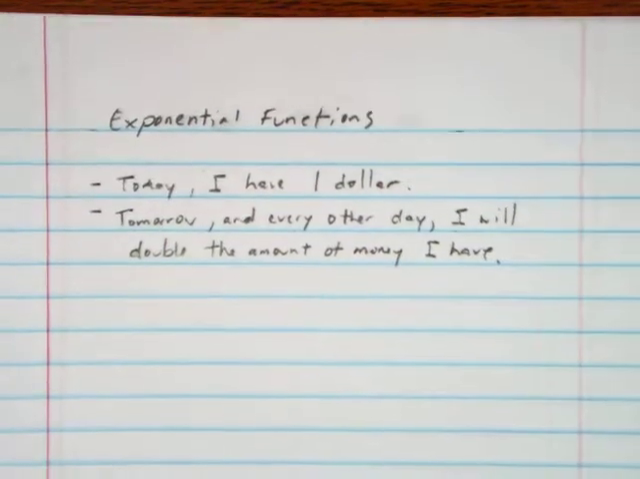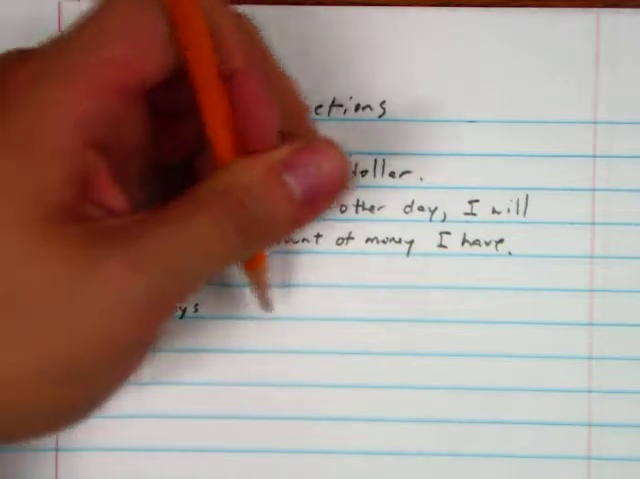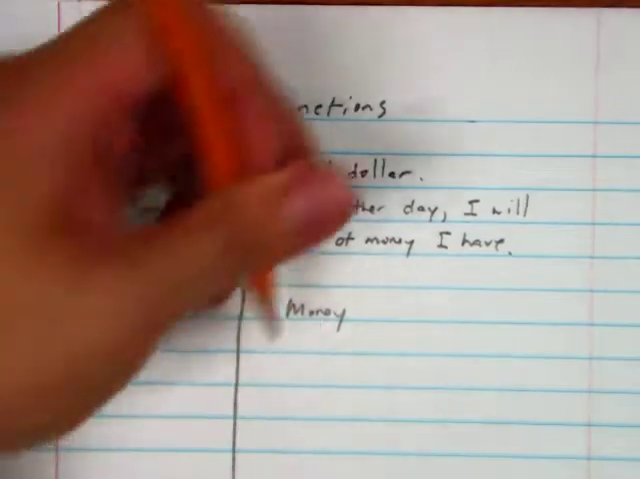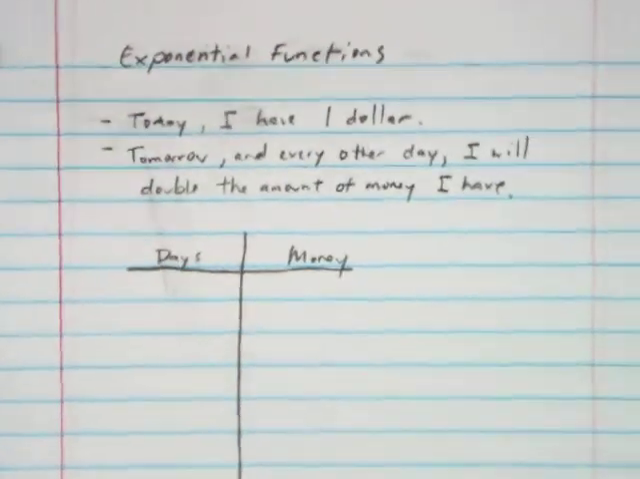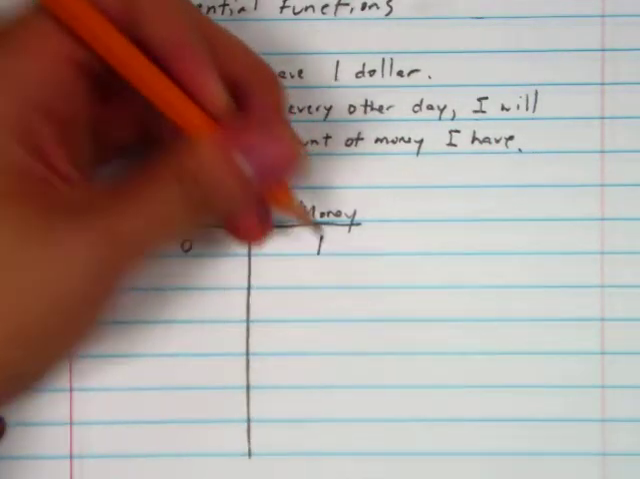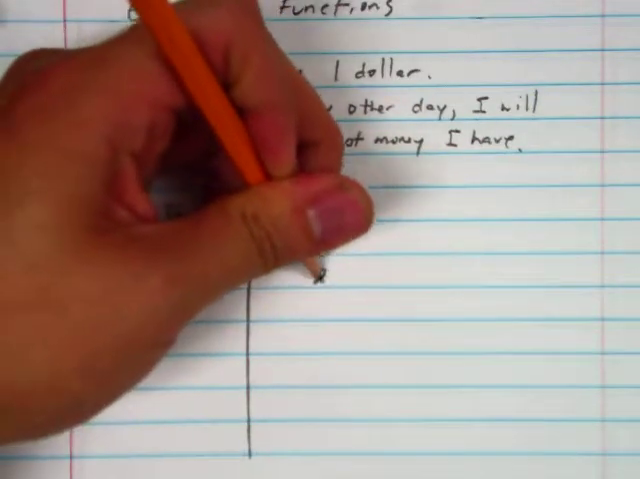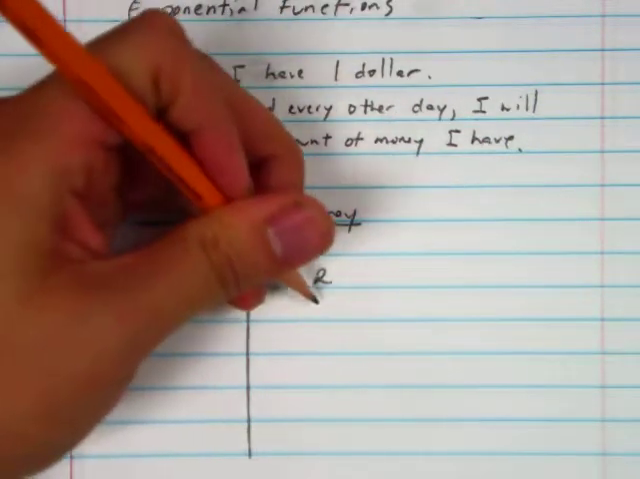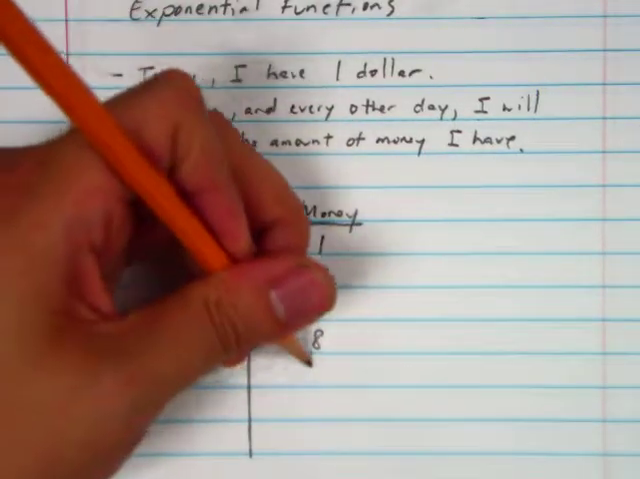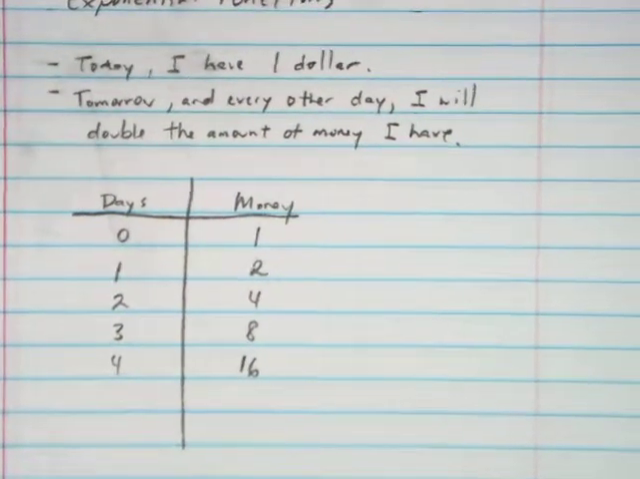Okay, let's make a little table of what that might look like. Let's call one column days and the other one money. So at day 0, which would be today, I would have $1. After one day, tomorrow, I would double my money, $2. Next day, I'd have $4, $8. Day 4, I'd have $16, and so on. That'd be sort of nice. I could just double my money every day.